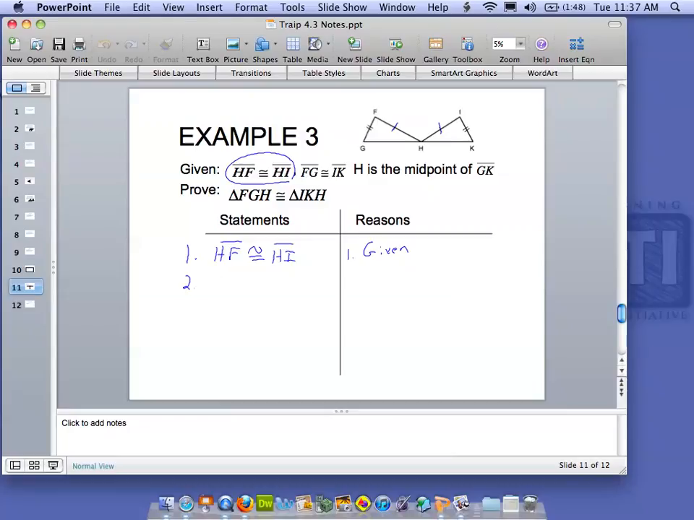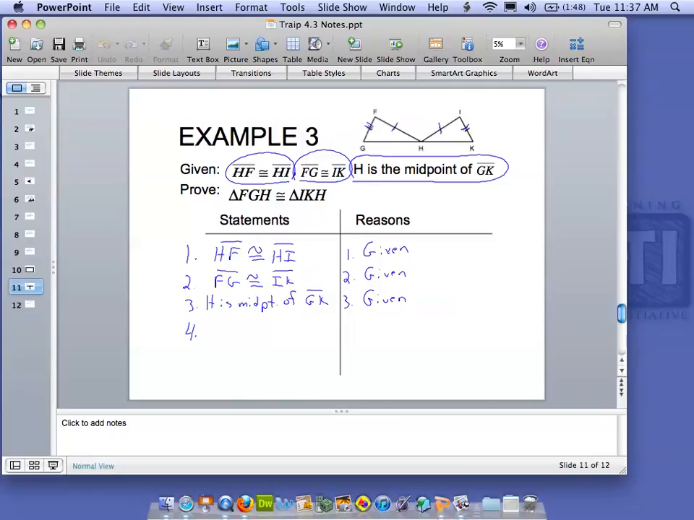Okay, take your next given, which says segment FG is congruent to segment IK. So we're going to mark it. And that was also given to us. And then the third given is that H is a midpoint. So H is the midpoint of GK, and I'm doing a little bit of abbreviating here because I don't have quite enough room. That was also given.